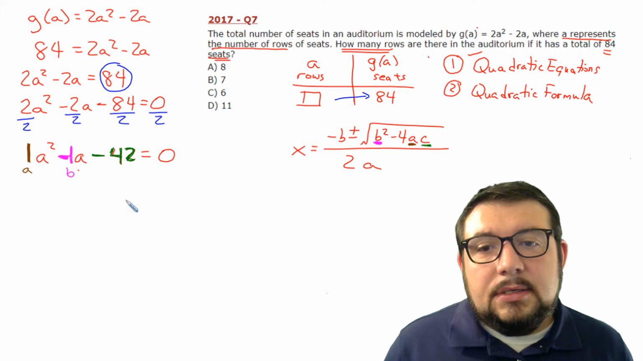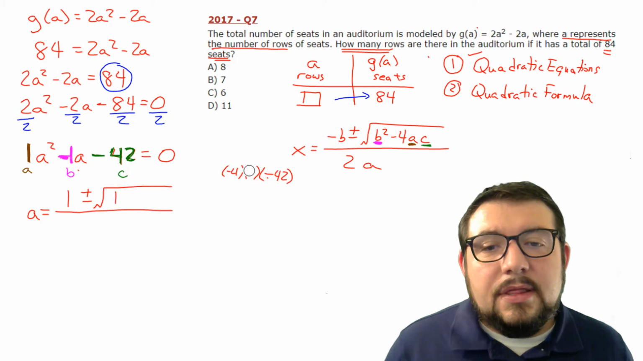-4AC. So that means -4 times the brown A, which is 1. And the letter C, which is green, -42. Multiplying with 1 doesn't do anything, so I can scooch that guy out of there. And negative times negative makes positive, and 4 times 42 makes 168. So that's going to be plus positive 168.